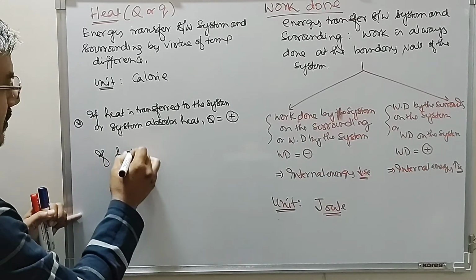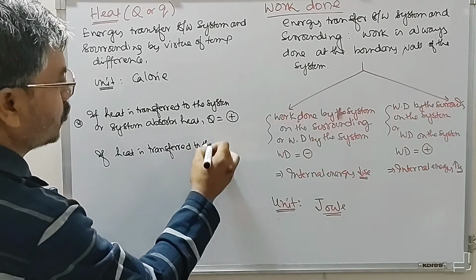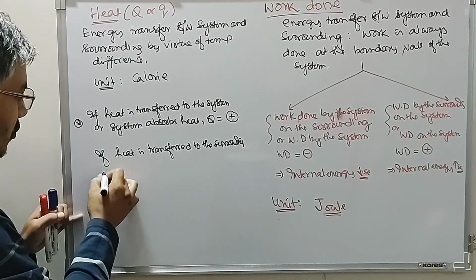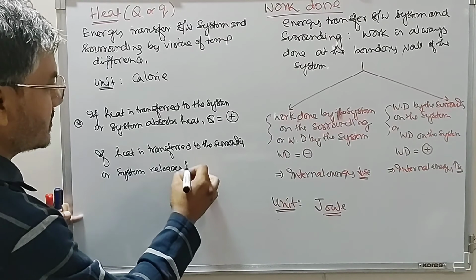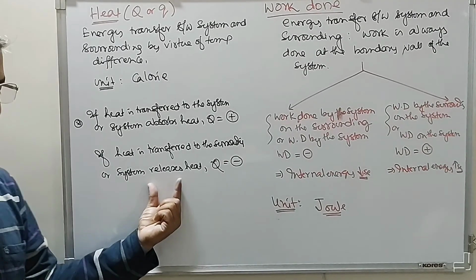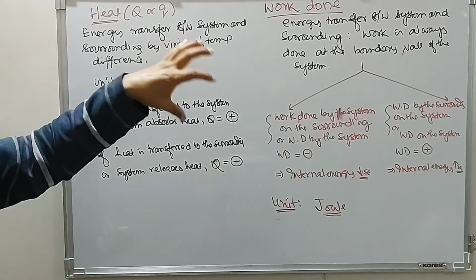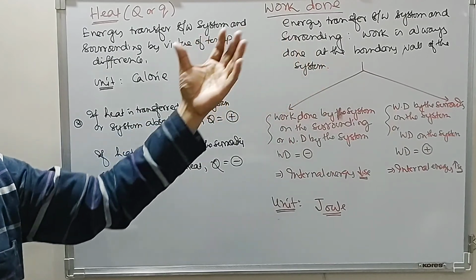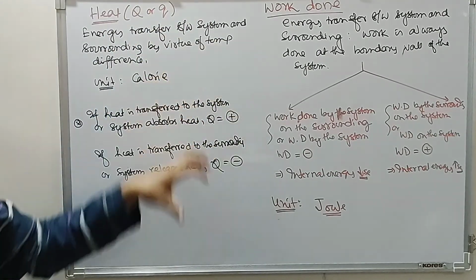If heat is transferred to the surrounding, meaning the system is transferring heat to the surrounding, or the system releases heat, then the convention of heat will be negative. So heat released by the system, heat is negative. Heat absorbed by the system, heat is positive. So this is the main difference between heat and work done. Though both are energy transfer between system and surrounding, work is the generalized transfer, and the unit is joule. Heat is transfer by virtue of temperature difference.